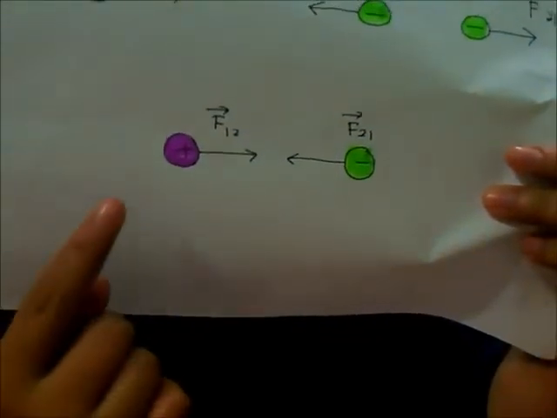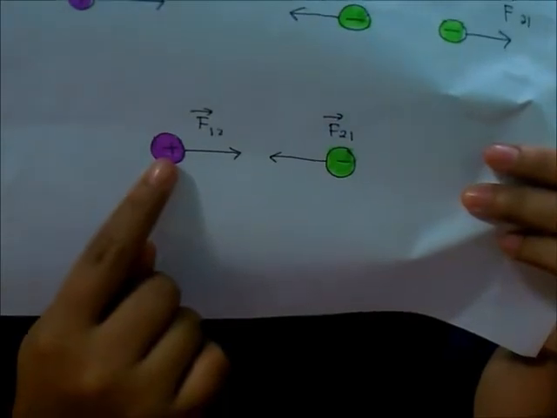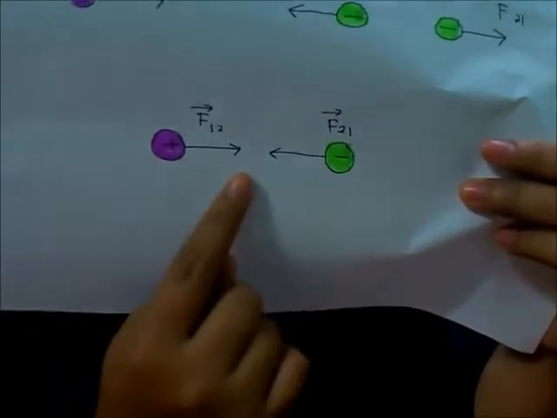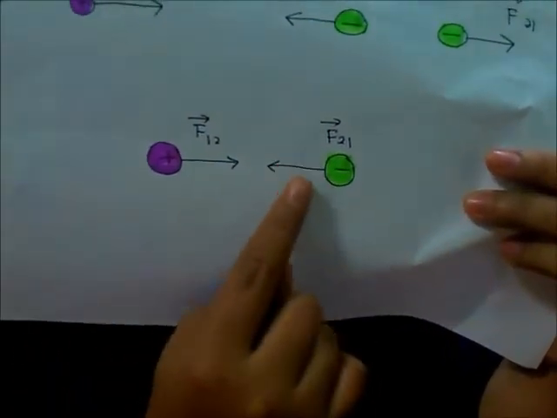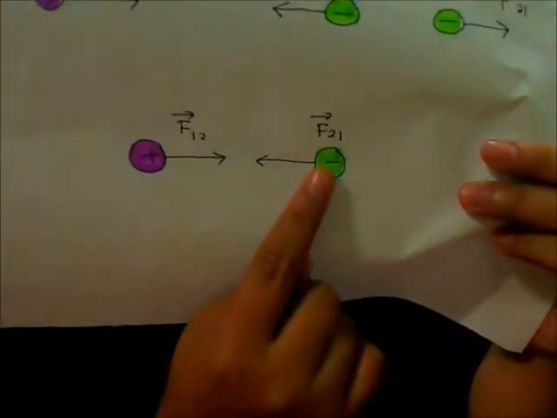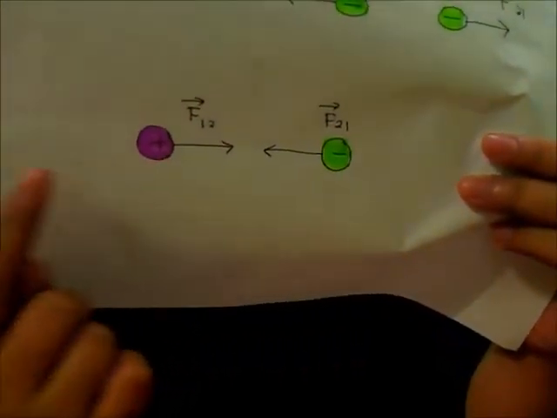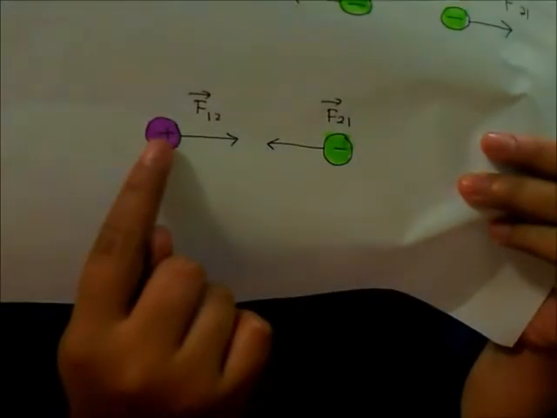Hence the electrostatic force on the positive charge will be pointing towards the negative charge, and the electrostatic force on the negative charge will be pointed towards the positive charge. Hence they will actually go towards each other.